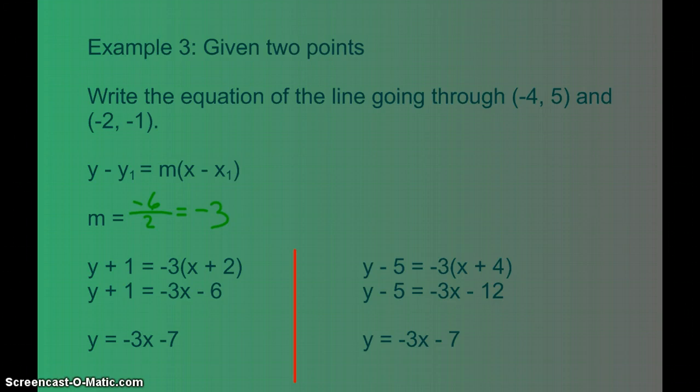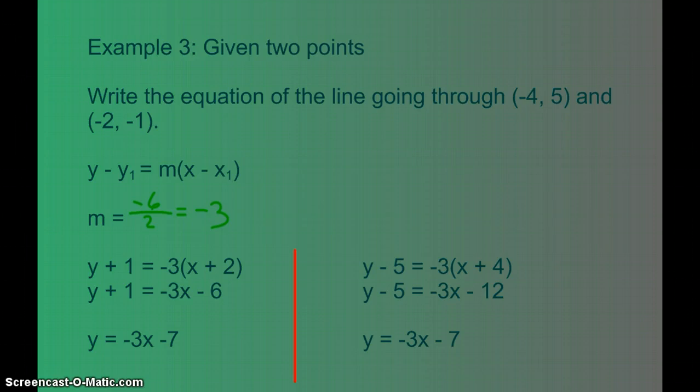So a slope can be calculated easily from 2 points. We know how to do that. So we simply look at our 2 points and we say to go from 5 to -1, our y values, is a change of -6 or down 6. And to go from -4 to -2, our x value, our change in x, is a positive 2. So therefore our slope is -6 over 2, which is -3.